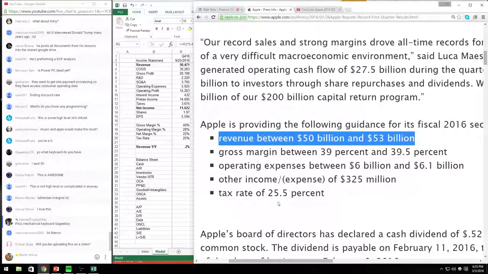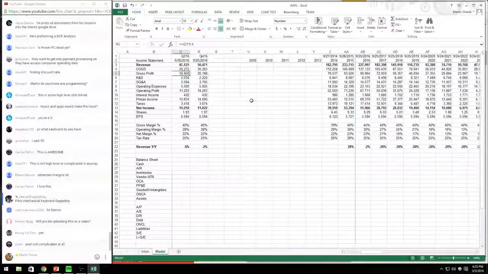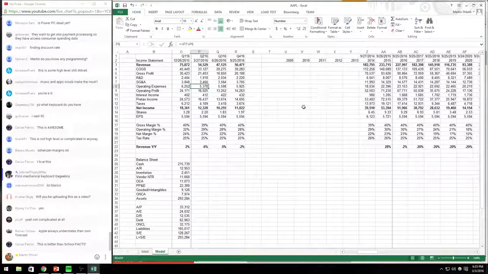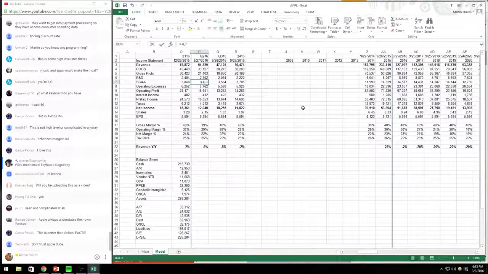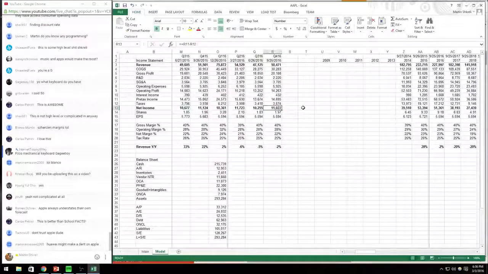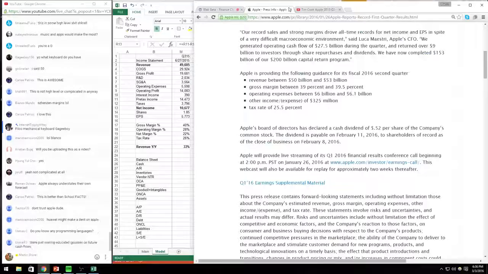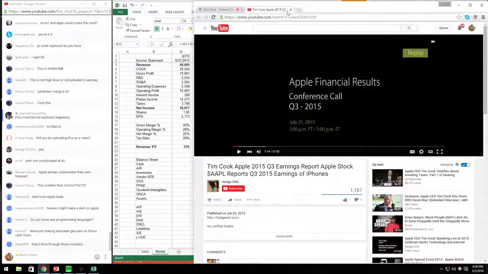So you get all this information. Expenses of 6 to 6.1. What did we have? Wow, we only had 5.3. So they're really going to be spending a lot of money. 6 to 6.1. So now we're down to 11 billion in net income from 12.5. All this stuff matters. What else can we do to do some fundamental analysis, some fundamental research?